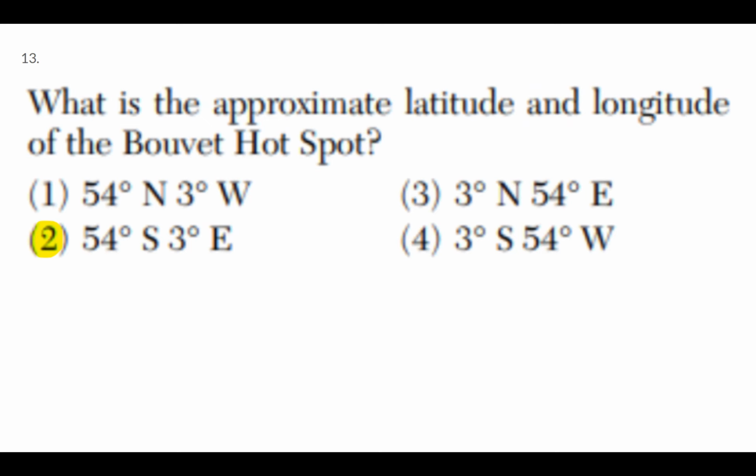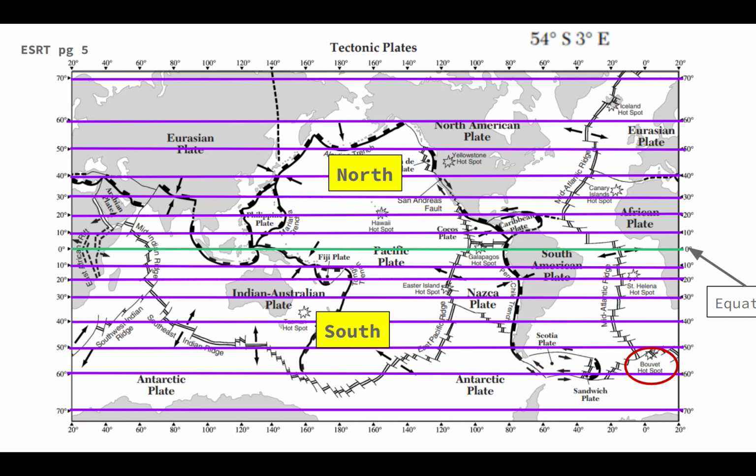Next, number 13. What is the approximate latitude and longitude of the Bouvet hotspot? The answer is number 2, 54 degrees south and 30 degrees east. You're going to go on your reference table, page 5, and it shows the different locations of the Earth and the hotspots. And this is the tectonic plates. And notice that for latitude and longitude, we start with latitudes first, and we see if our location is north or south of the equator. So here's the equator, the green line. Bouvet hotspot is on the south of the equator, around 54 degrees south. That's my first number, 54 degrees south.